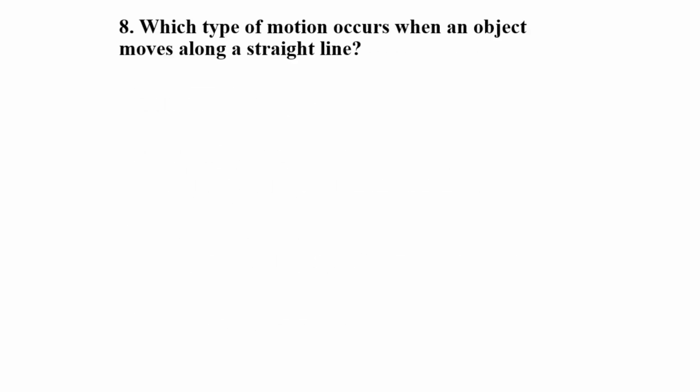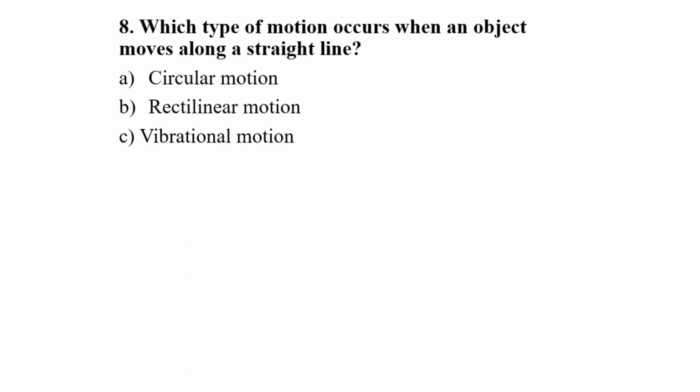Question number 8. Which type of motion occurs when an object moves along a straight line? A. Circular motion. B. Rectilinear motion. C. Vibrational motion. D. Rotational motion.